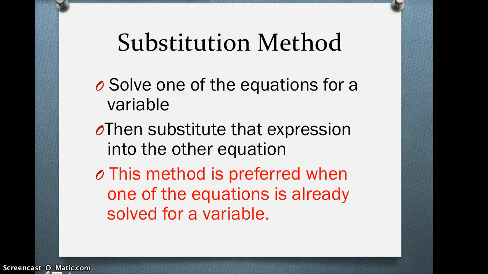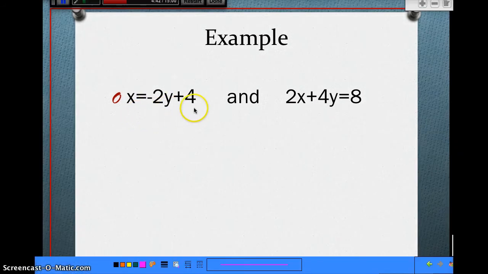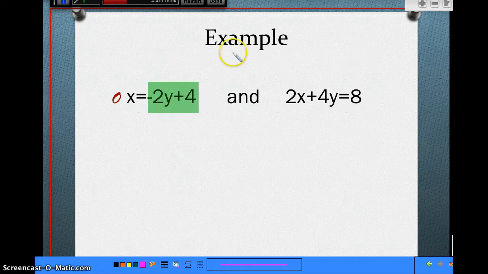Make sure you pause me if you need to keep up with the writing part. Okay, here's my example. It says x equals negative 2y plus 4. 2x plus 4y equals 8. Notice how in the first equation x has already been solved for. It's equal to negative 2y plus 4. So I actually can go ahead and substitute that expression in for x, which is into the other equation.